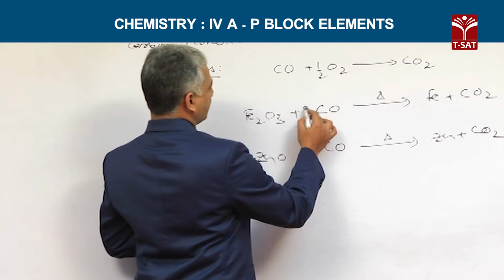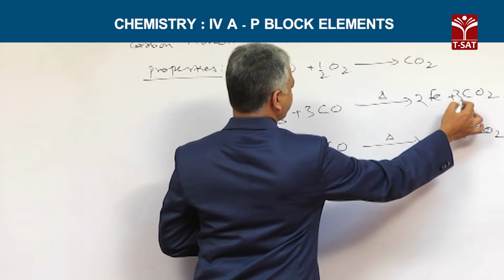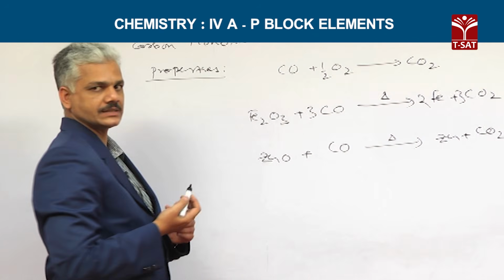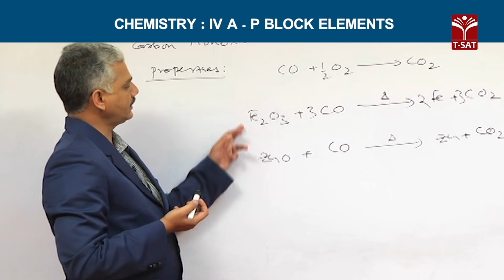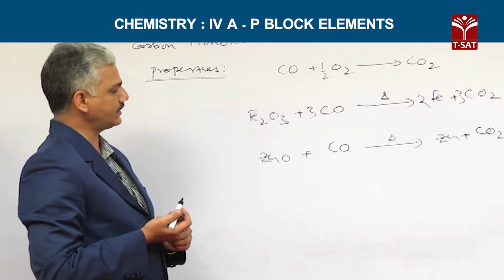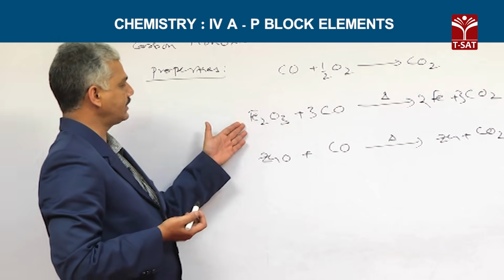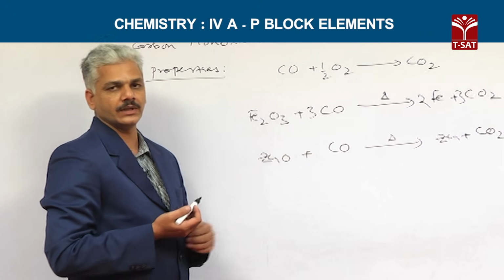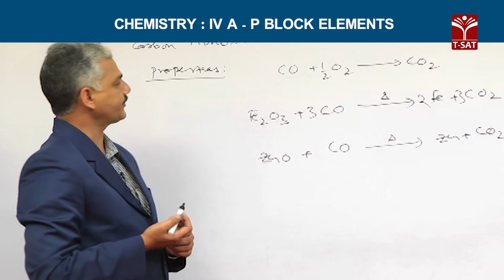Equations are to be balanced. So, these are the balanced equations. In these reactions, carbon monoxide is acting as a reducing agent and it is reducing metallic oxides to corresponding metals.